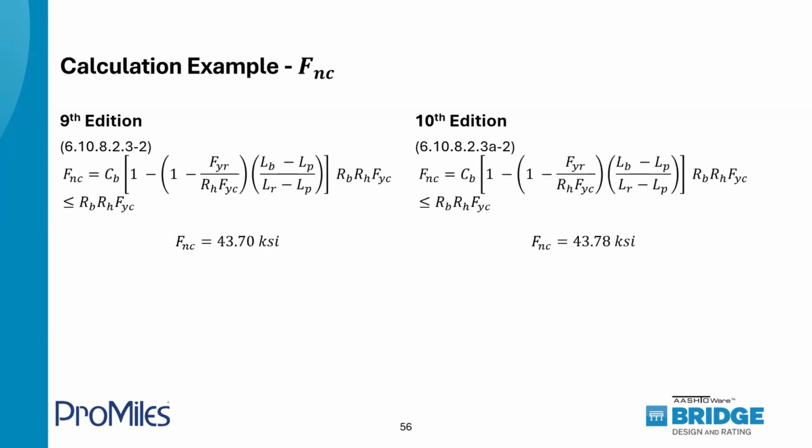So then plugging in all those numbers and comparing the capacities, in the 9th edition for this unbraced length, we would get a capacity of 43.7 ksi. And with the 10th edition, we compute a capacity of 43.78 ksi. So after all that difference in calculation, end result is fairly similar.